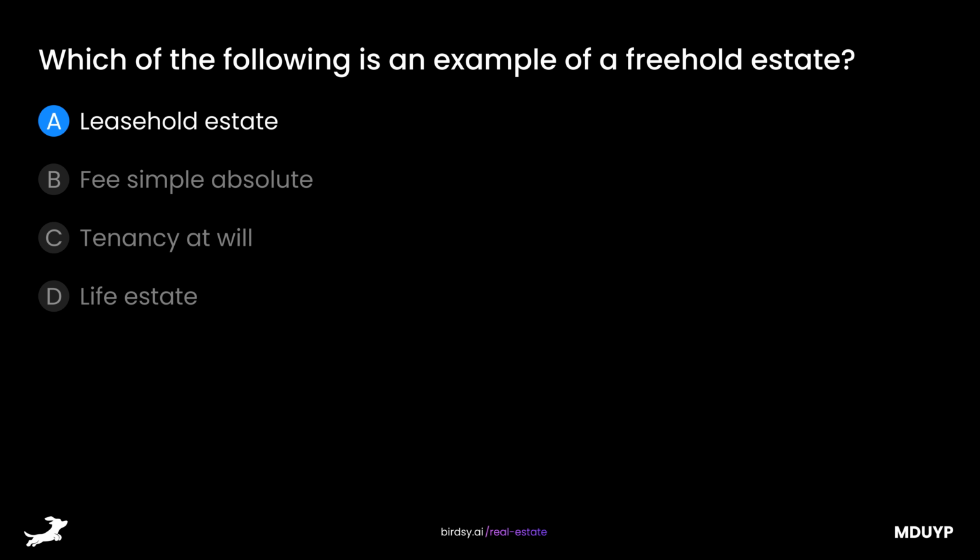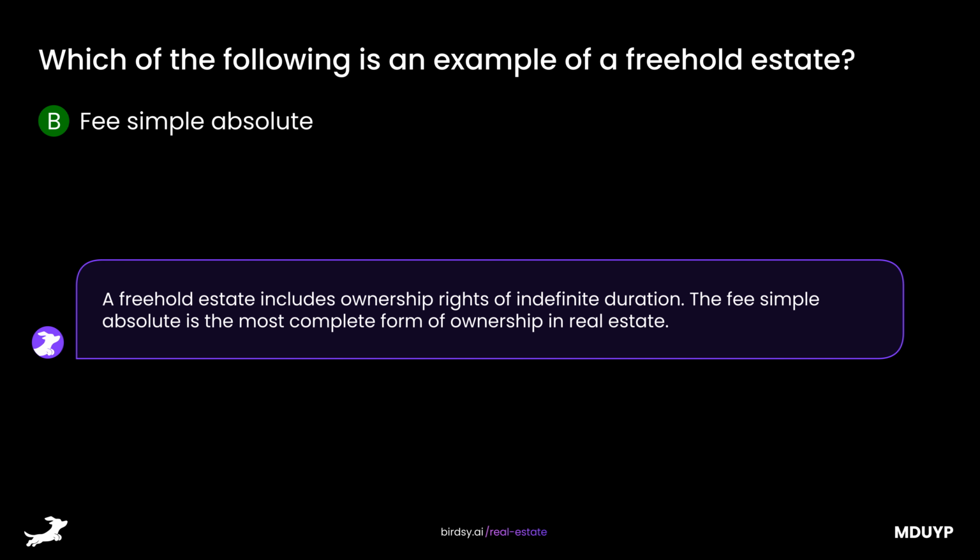Is it A, leasehold estate, B, fee simple absolute, C, tenancy at will, or D, life estate? The answer is B, fee simple absolute. A freehold estate includes ownership rights of indefinite duration. The fee simple absolute is the most complete form of ownership in real estate.